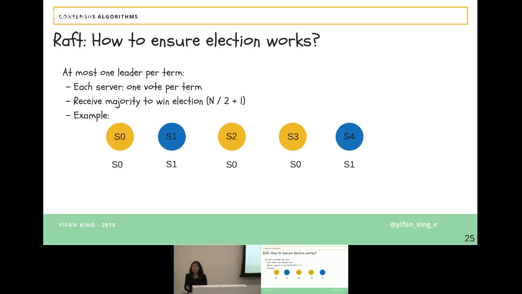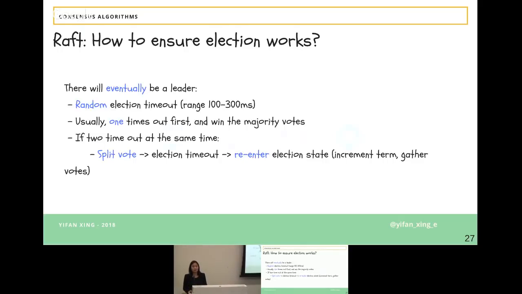One example here would be, you can see server 0 is voting for itself, and then servers 2 and 3 are both voting for 0. And then server 1 is voting for itself, and then server 4 is voting for 1. Now, obviously, server 0 wins the majority amount of votes, and it will become a leader. Because of this, there will eventually be one leader elected.